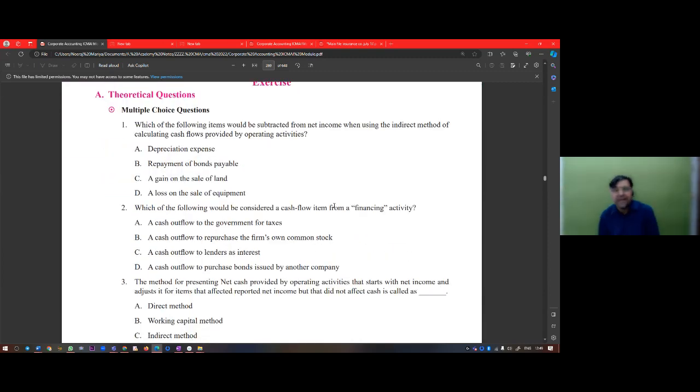Which of the following items would be subtracted from the net income while using the indirect method? Which item will be adjusted? Which item will be deducted? Option is added. Bonds are never adjusted. Gain will be added or subtracted? They are saying subtracted. Gain. C.